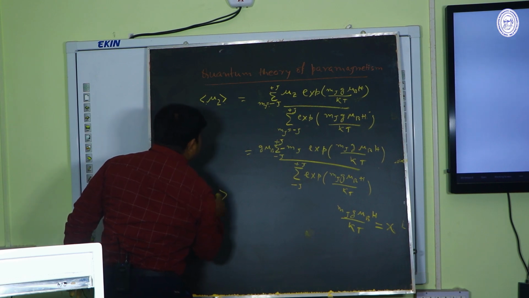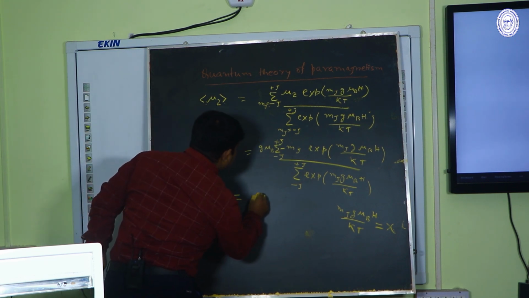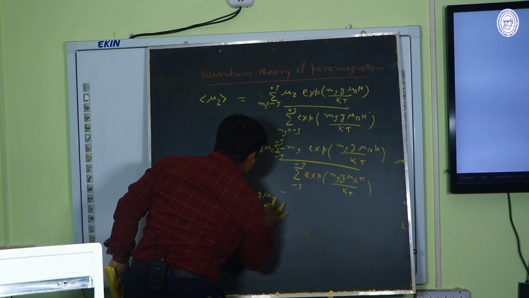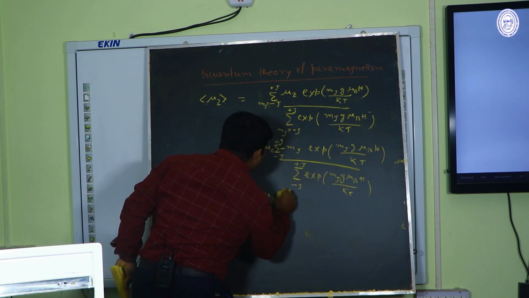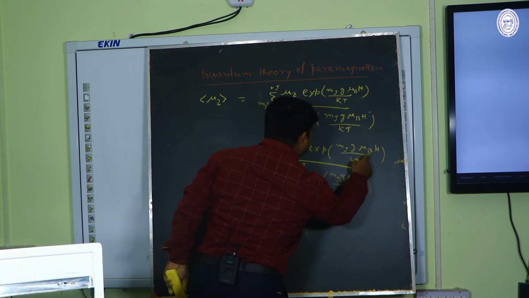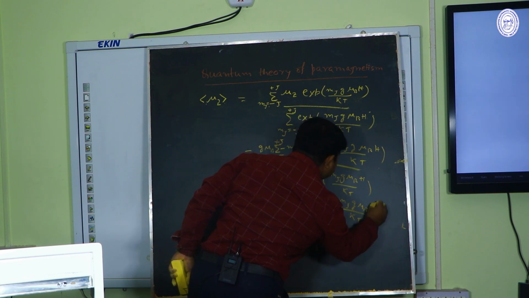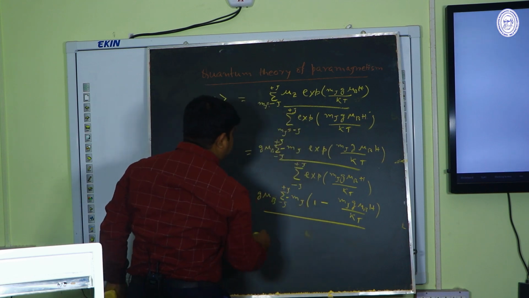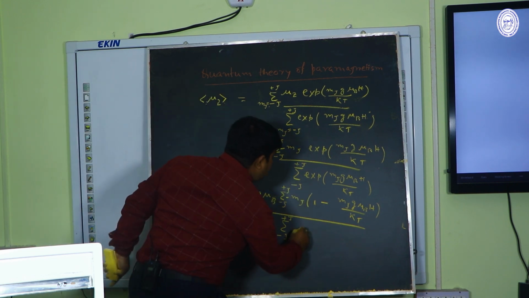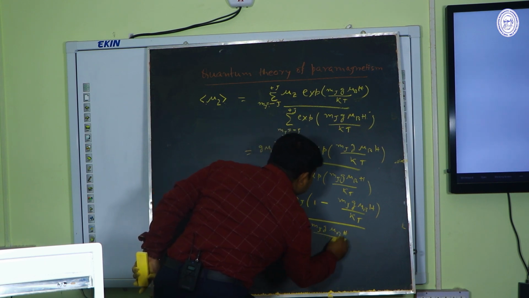So mu z is equal to g mu b, the summation from minus j to plus j of mj times one minus mj g mu b H by kT, divided by the summation from minus j to plus j of one minus mj g mu b H by kT.